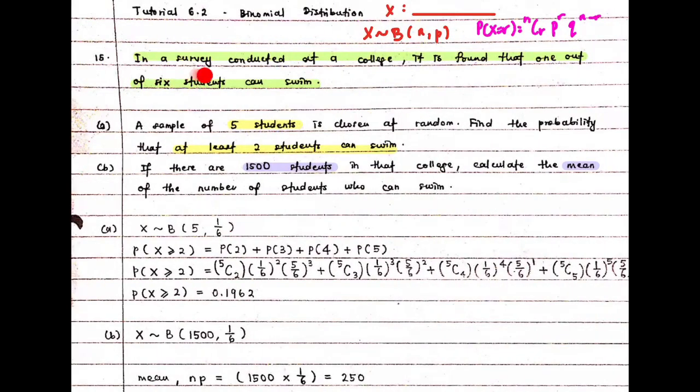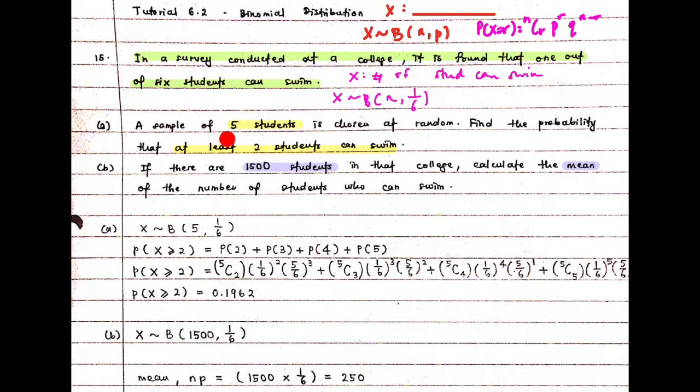So let's see the first example here. In a survey conducted at a college, it is found that 1 in 6 students can swim. Now we know that our variable X is the number of students who can swim. And then let's write our X ~ B. Later on we have n, the number of samples. But from here, we can see that our probability is 1 out of 6. So the probability is 1 over 6.